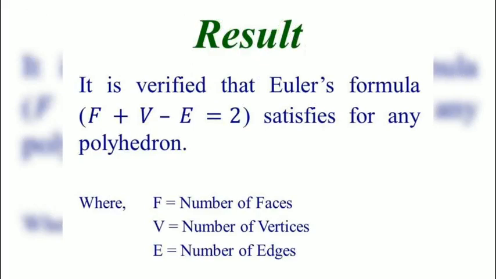So result, it is verified that Euler's formula, that is F plus V minus E is equal to 2, where F is the number of faces, V is the number of vertices, E is the number of edges, is satisfied for any polyhedron.